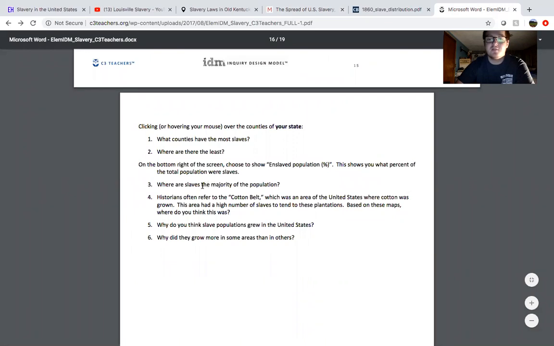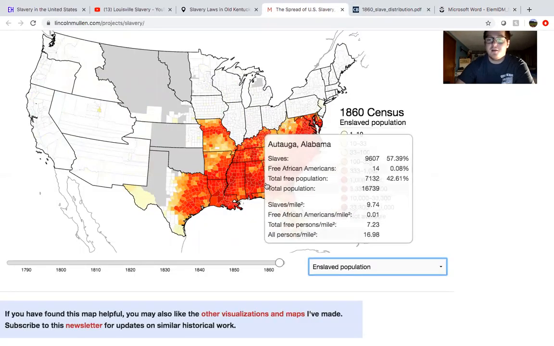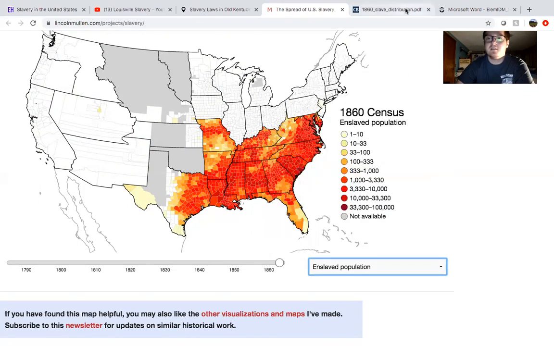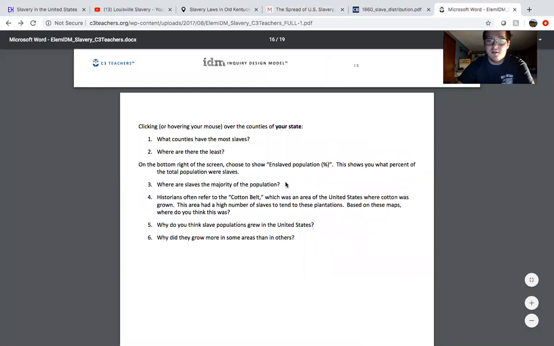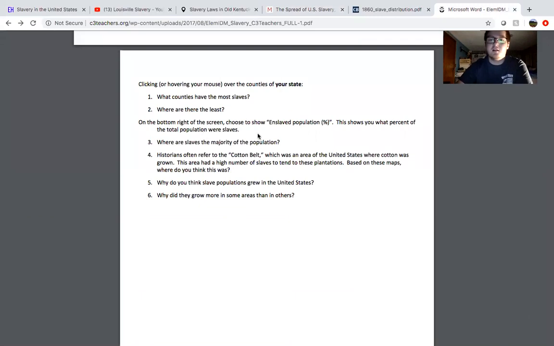Where are the slaves the majority of the population? Just click enslaved population and go to the dark red. Slaves, 10,000 in Tuscaloosa, Alabama. That makes up 43%, nearly 44% of the total population. So whenever you see slave populations making up most of the state, note it. On the second part, we're just looking at Kentucky. This part you can look at the whole map. These questions just look at Kentucky. On the bottom right, click enslaved, where slaves are the majority of the population.